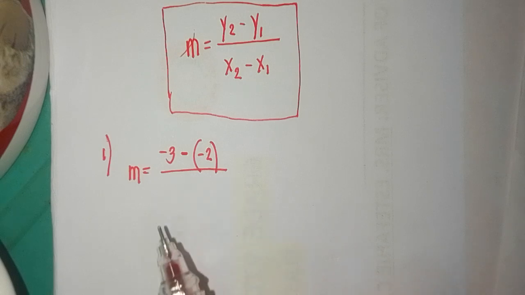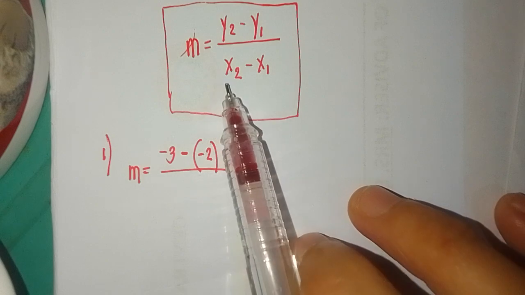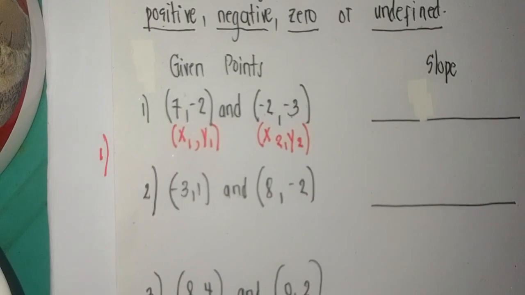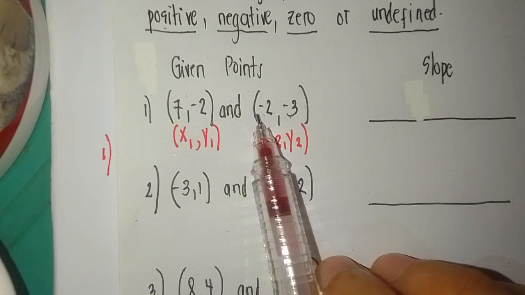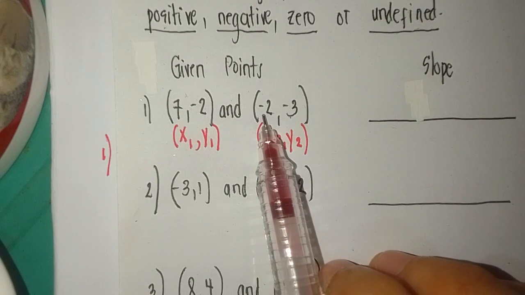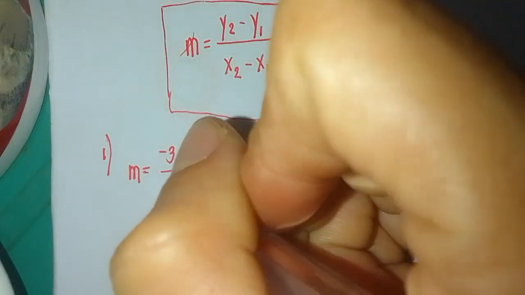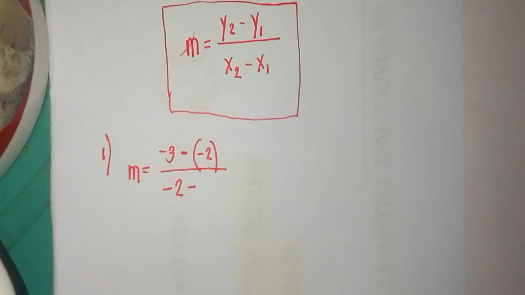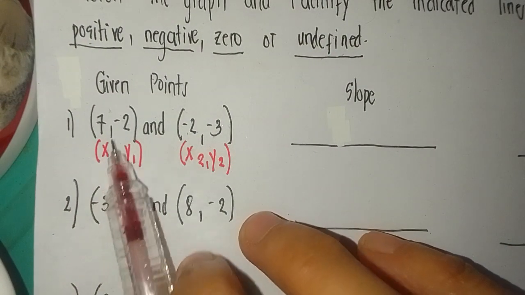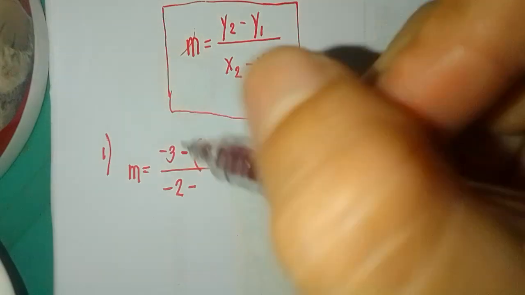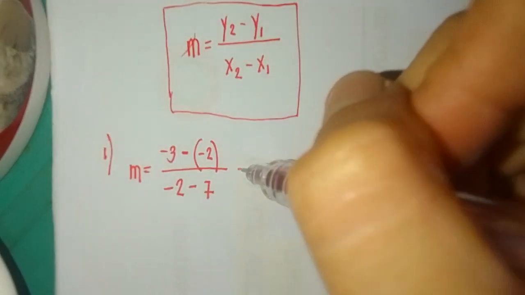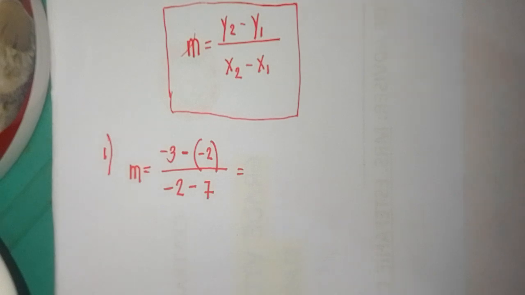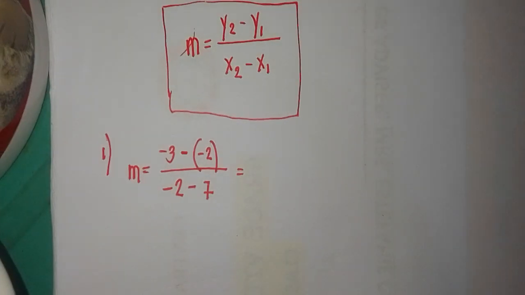Okay? Next, we will proceed at the denominator, x sub 2. What is our x sub 2? X sub 2 is negative 2. Here is our x sub 2 and its corresponding value is negative 2. So we will write here negative 2 following the equation or formula minus x sub 1. What is our x sub 1? Here is our x sub 1, which is 7. 7.